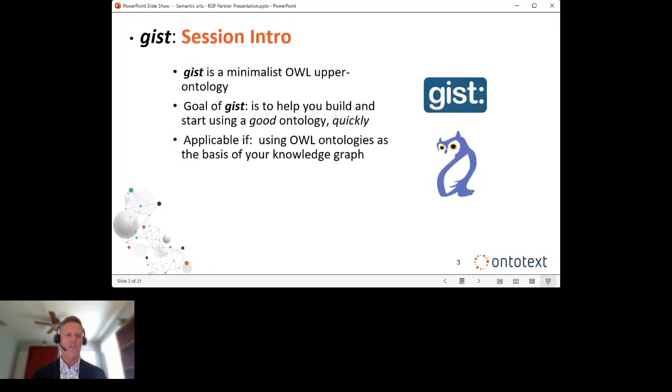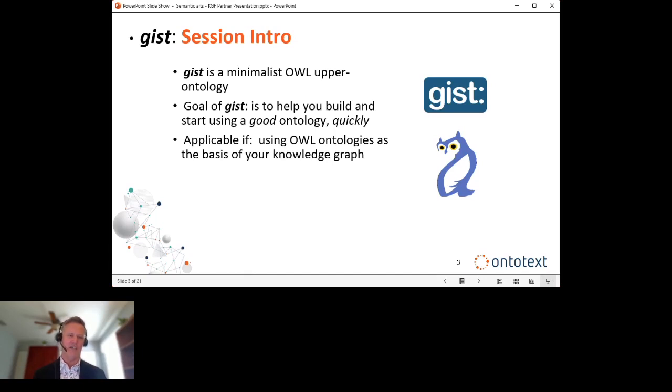So what I want to do is talk about GIST. Many of you maybe haven't heard of GIST. So what is it? GIST is what we call a minimalist OWL upper ontology. The goal of GIST is to help get you going quickly. We'll talk all about how it helps and why you might need that. The idea is to get a good ontology quickly, and that's not always all that easy.